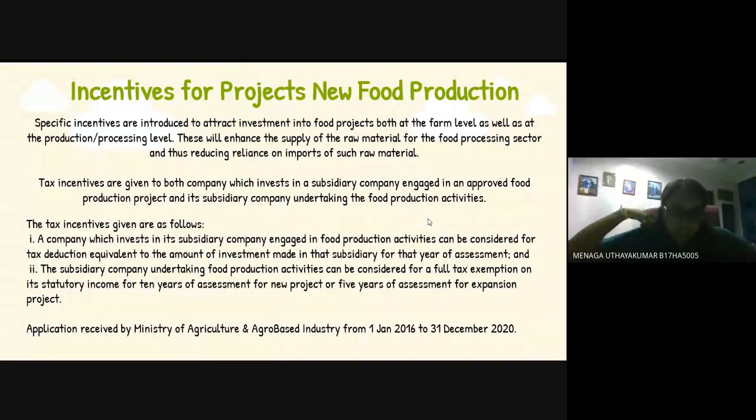So next would be incentive for project of new food production. I will just summarize with the exemptions. There will be 10 years of assessment of statutory income for the first approved food production project, and next will be 5 years assessment for expansion project involved in the new area of land with respect to the statutory income from the existing expansion project. Also this is for applications received by the Ministry of Agriculture and Agro-based Industry from 1st January 2006 to December 2020.